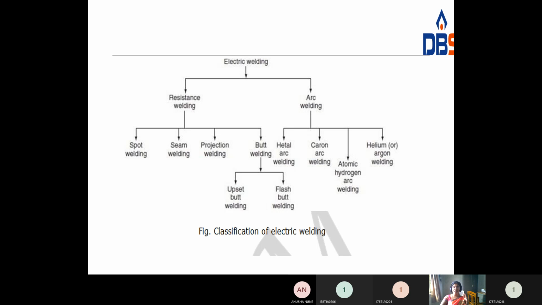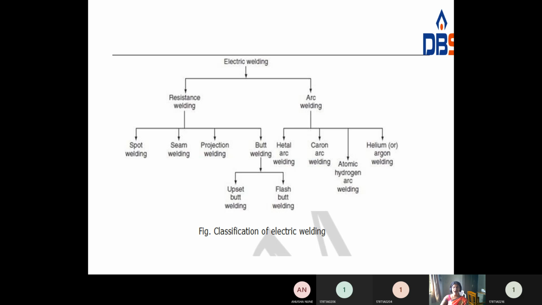Those are spot welding, seam welding, projection welding, butt welding. The butt welding is again two types. In some textbooks it is mentioned as three types and in some textbooks it is two types. Butt welding is classified into upset butt welding, flash butt welding, and the third one is percussion butt welding.